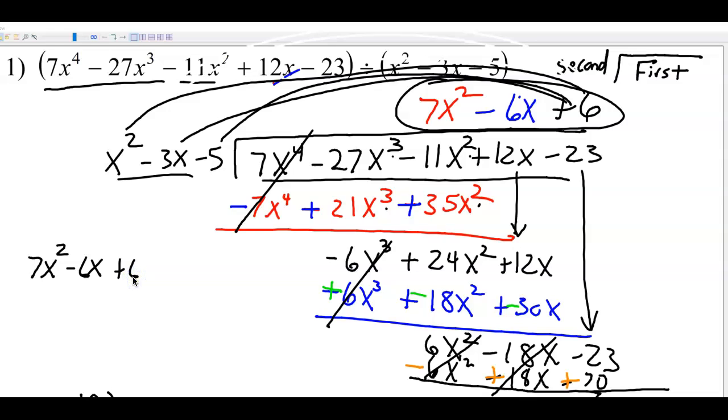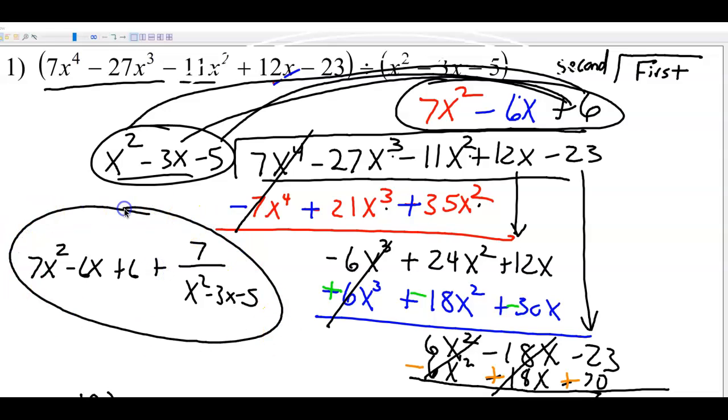But we have a remainder, right? What's my remainder? 7. And you put your remainder over what? This thing. And you put a little plus there, just so you know. That is different. Yeah. All right. So there it is.